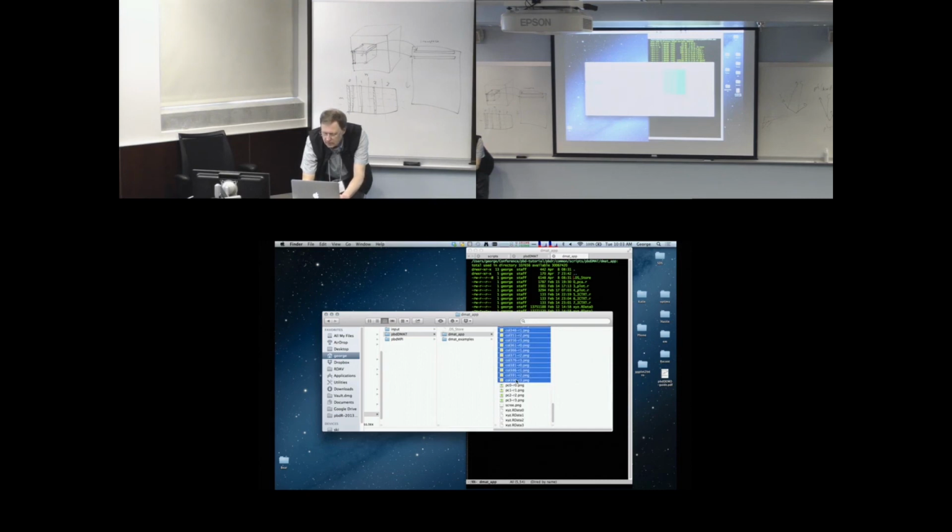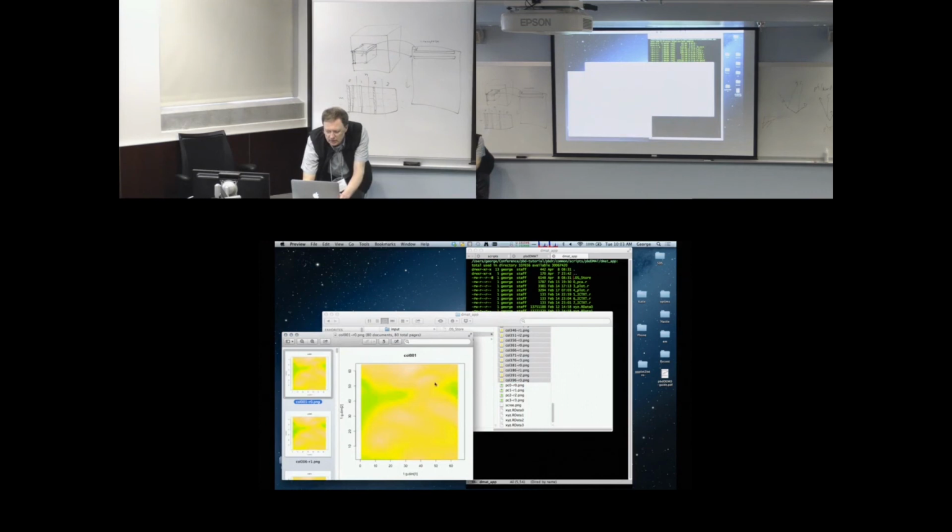We can just display these like this, and you can just scroll through them, and it sort of makes a movie. And there are tools that will put these things together for you and make a movie out of it. Okay, so this is the movie part of the talk.